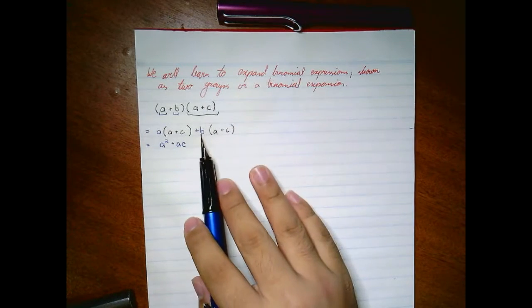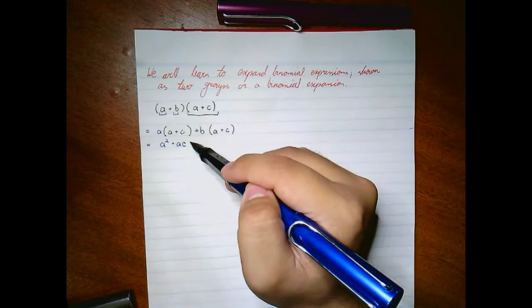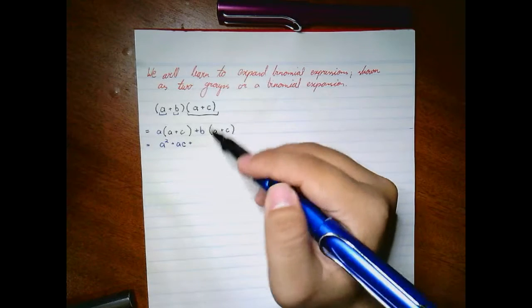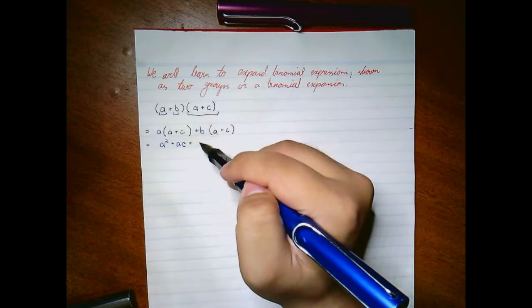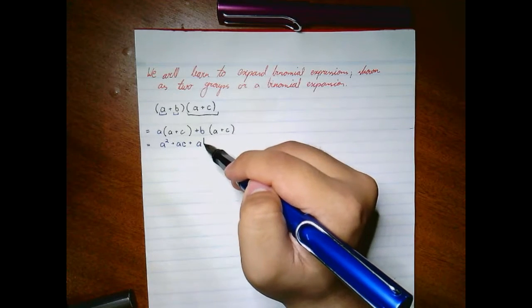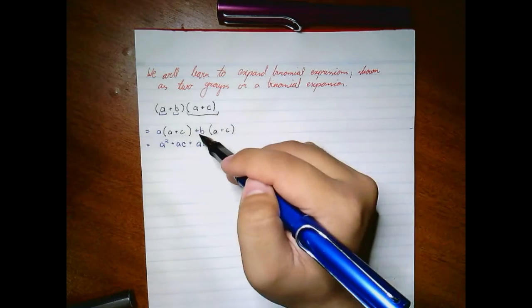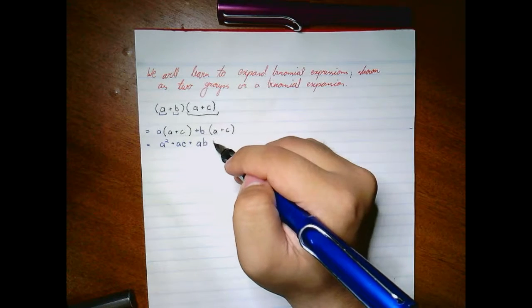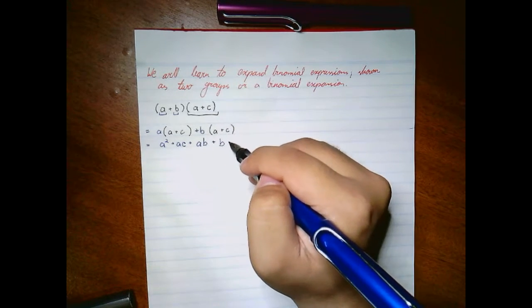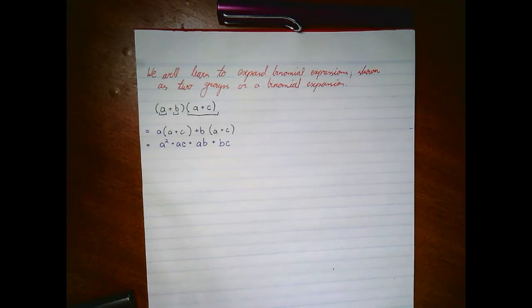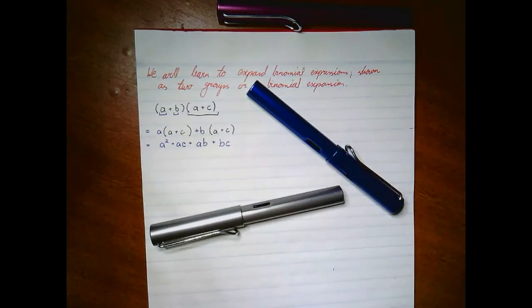Then now we have B times A. B times A is BA, but we like to keep it in alphabetical order. So BA will become AB. The last one will be B times C, which is BC.